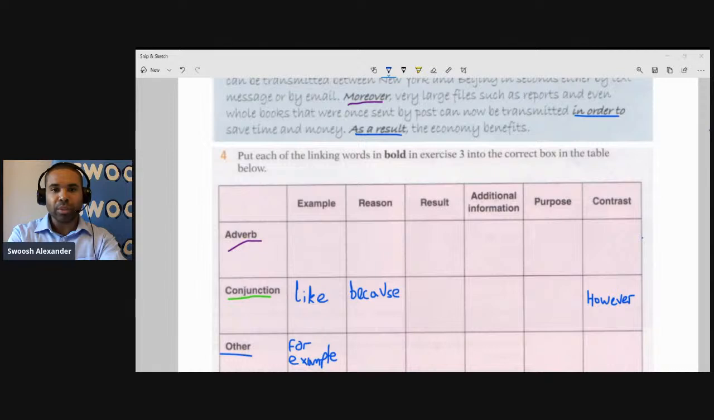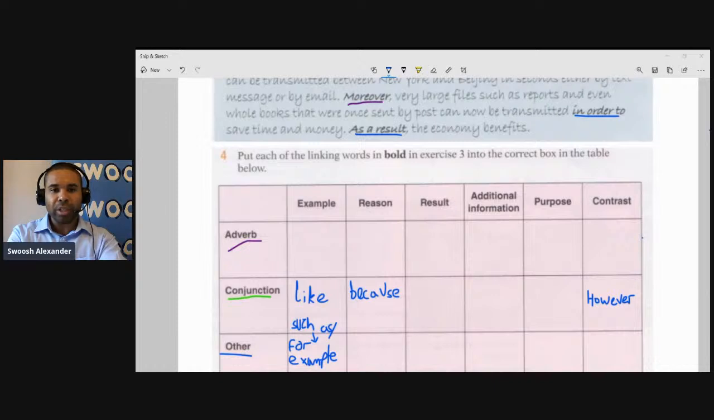Moving on to the next one, such as. So such as is also used to give examples, isn't it? So that's how we use it. So we can just squeeze that into the same box, the one for other. As it's a phrase, we'll put it into the other box. So we can use such as or for example, both of them are used for the same purpose. Okay, so just do a little arrow just to show we're using it as other when it comes to grammatical class.